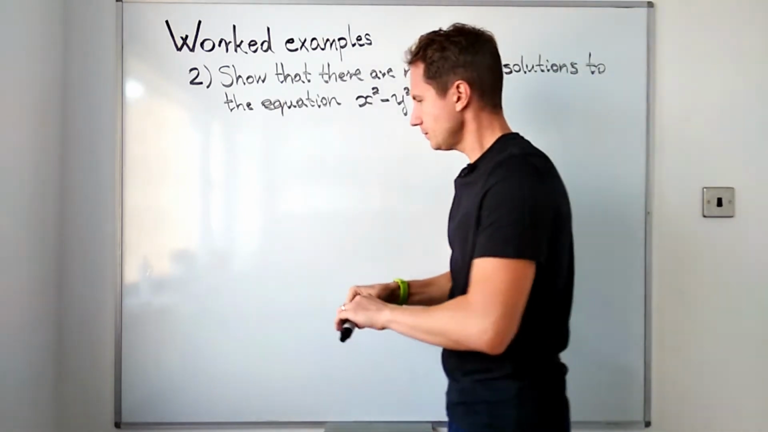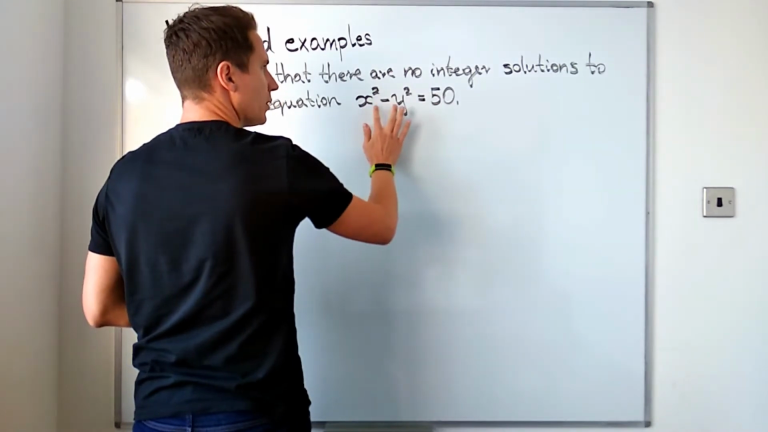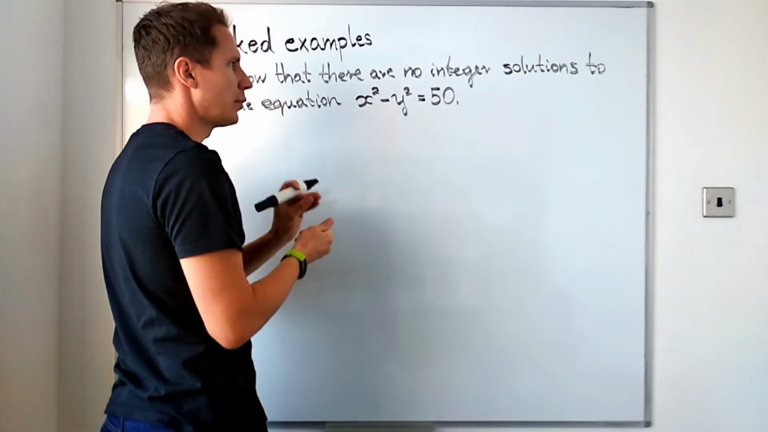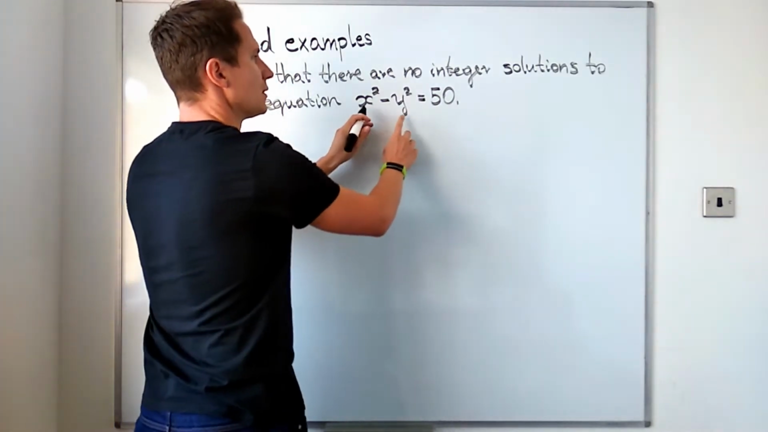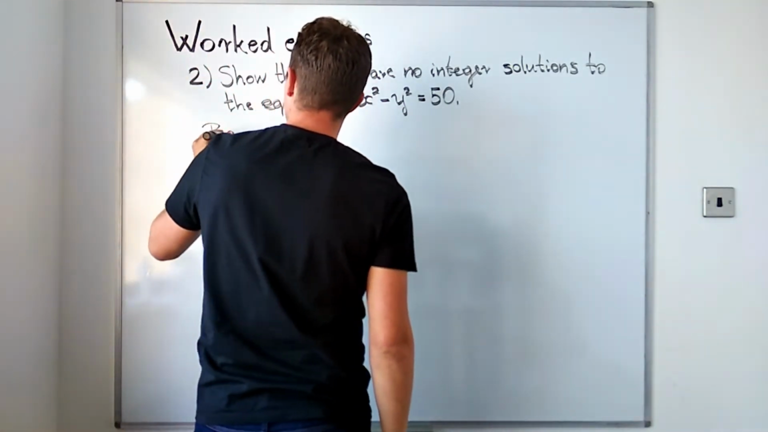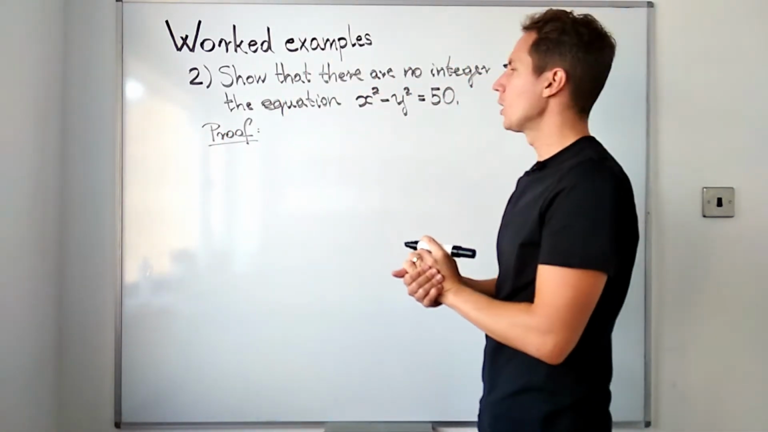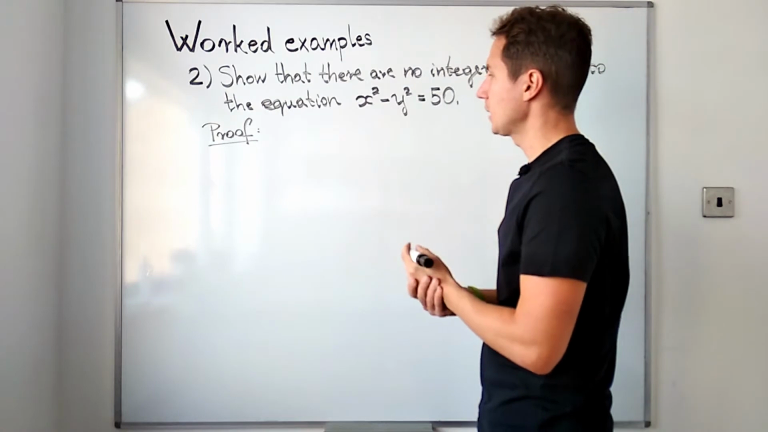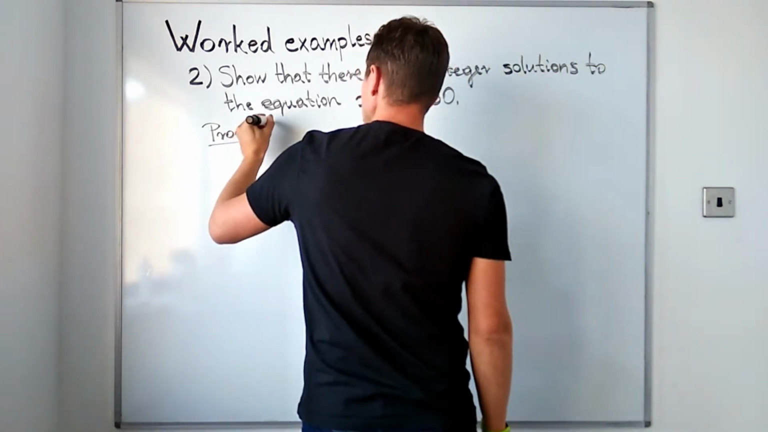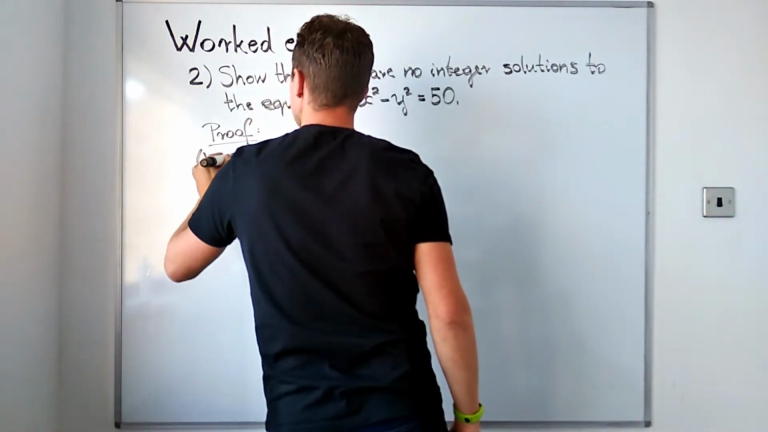Okay, so we are not required or asked to solve this equation for these unknowns. All we are asked to do is to prove that there are no integers satisfying this relation. So to prove it, our proof is going to be a proof by contradiction. It's going to be an indirect proof. Let me say by contradiction.